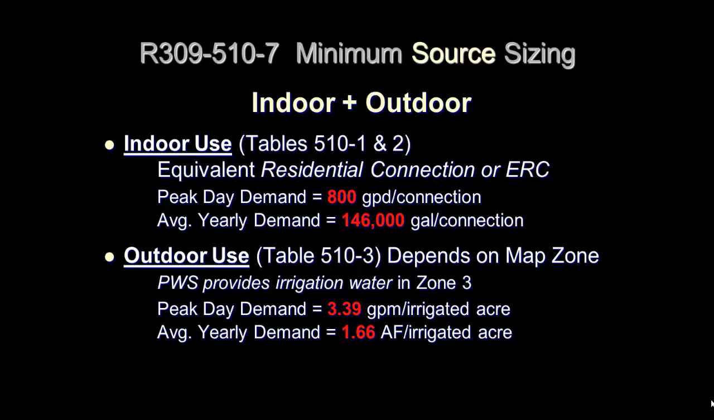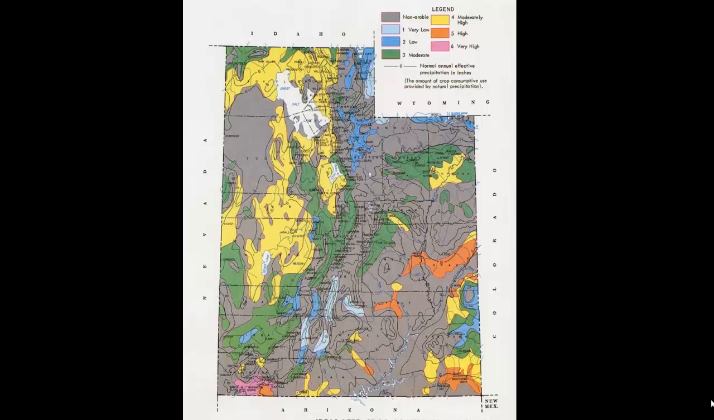The zone is based on the location found on the irrigation zone map. The corresponding zone is now listed on the top header of the Public Water System report to take out some of the guesswork and establish consistency between surveys. Using Zone 3 as an example, the outdoor peak day demand is 3.39 gallons per minute per irrigated acre. The outdoor average yearly demand is 1.66 acre-feet per irrigated acre. This is the image of the irrigation zone map.